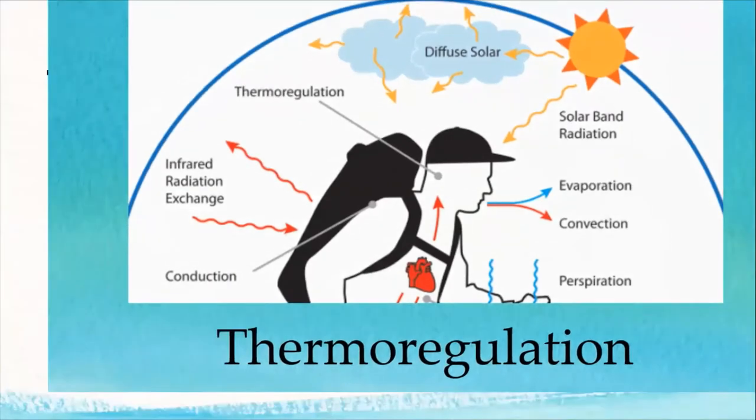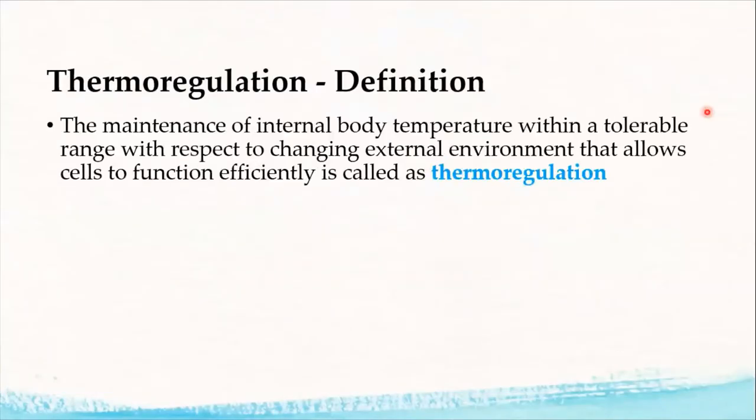So what is thermoregulation? Basically, let's see a definition. The maintenance of internal body temperature within a tolerable range with respect to the changing external environment, which allows the cells of your body to function efficiently. This mechanism is known as thermoregulation.